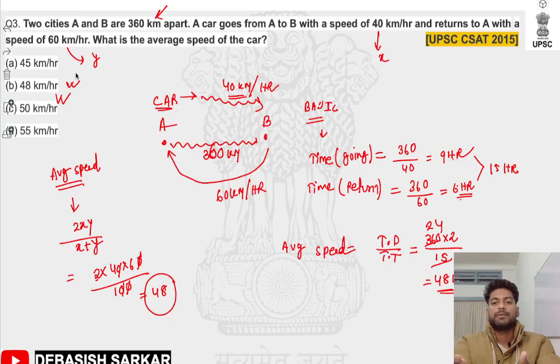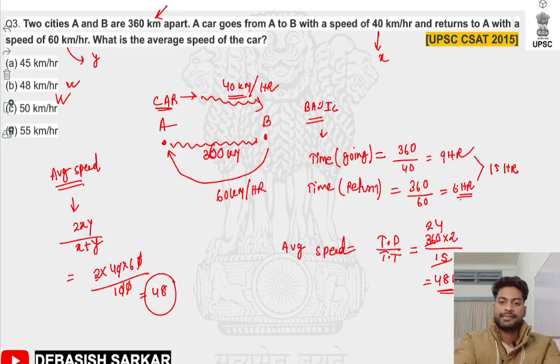But if you don't remember the formula, go with the basic. CSAT has lots of time, it's not like your central SSC exam or banking exam where you have to do it so fast. No, you have to make it correct. In the Civil Services Aptitude Test, you have to qualify, you don't have to clear a high cutoff. You just have to qualify. Take your time and solve correctly. Accuracy is more important here.